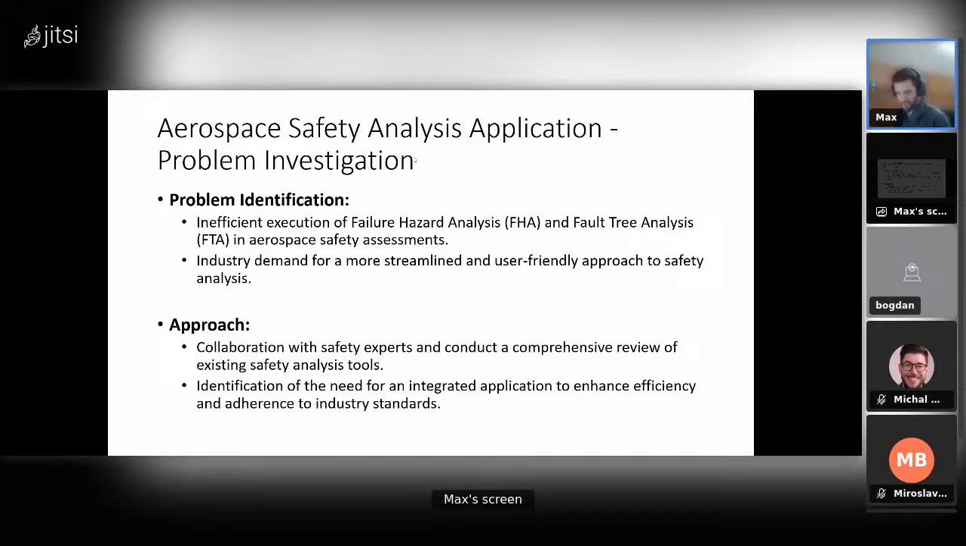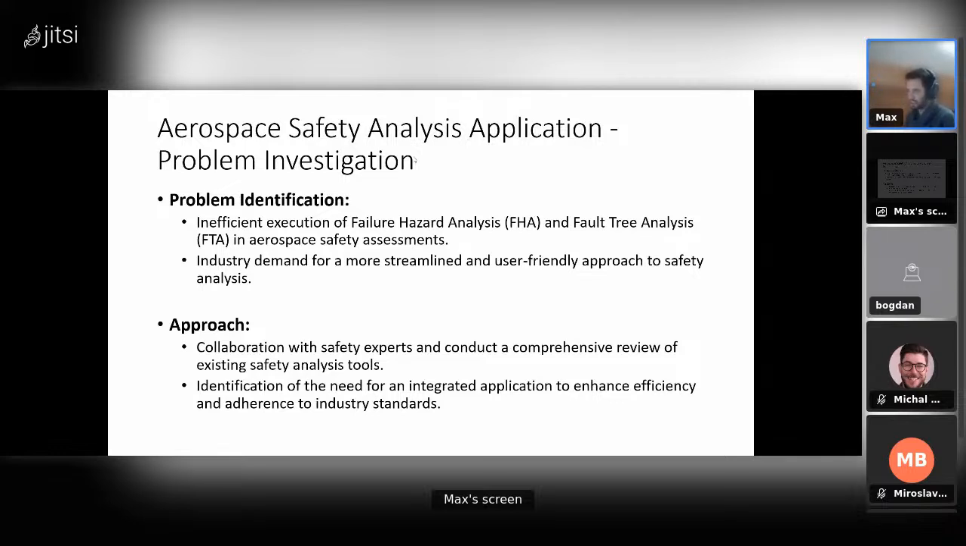Okay, so I know it might be a bit broad and not so specific, so that's why I just wanted to take a very simple example of how we would apply design science on a concrete app, and in this case, let's say an aerospace safety analysis application. So the first step is the problem investigation, and identification of the problem.